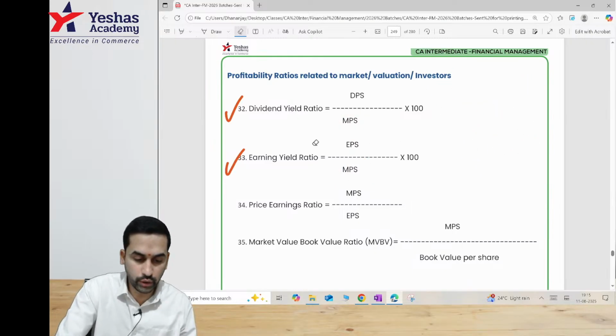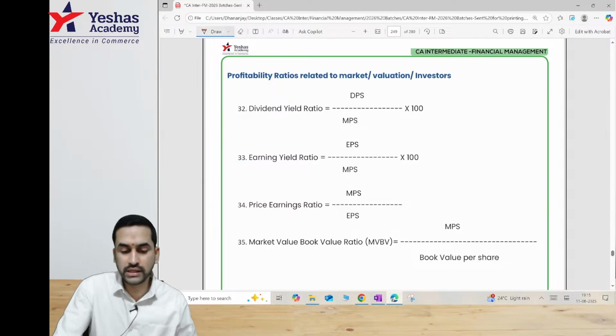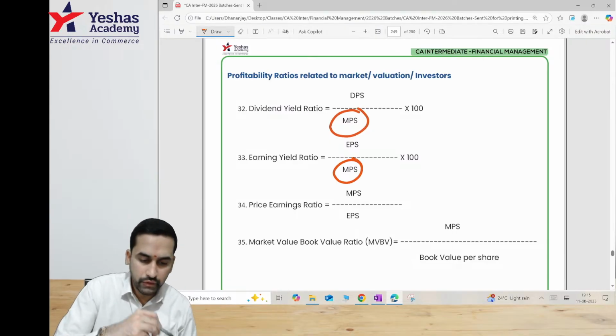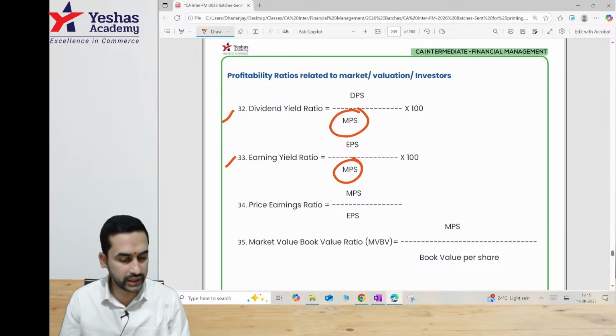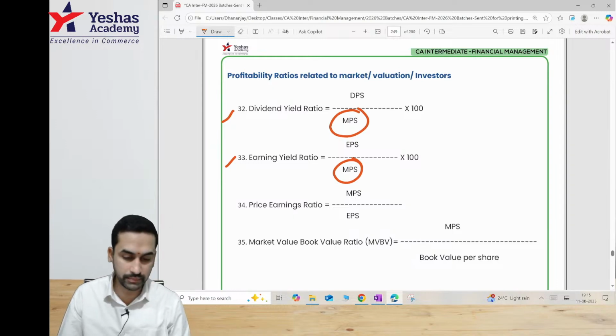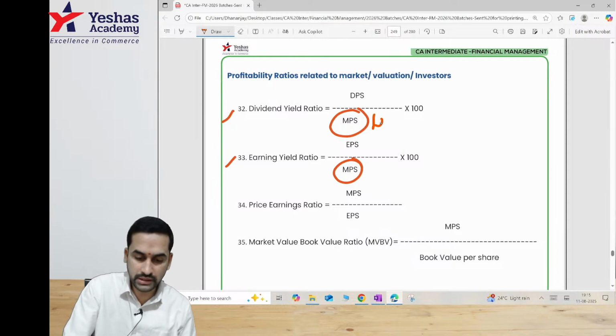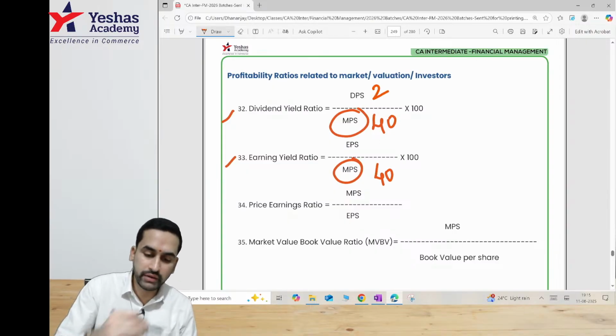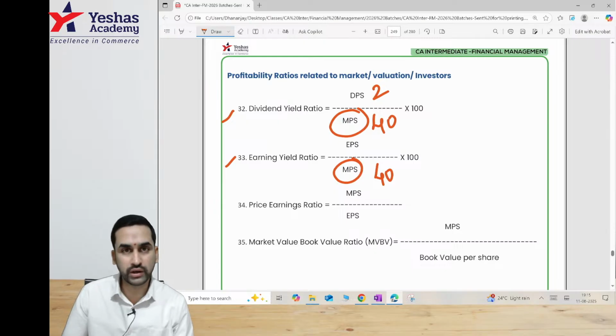Sorry, I repeat for those who had an issue with the audio. I purchase a share today in the market and we call it what? MPS, market price per share. For both formula number 32 and 33, the denominator is the same, 40 rupee market price. I'm just taking an example. I am going to earn a dividend of 2 rupee, so it will be 2 by 40 into 100.